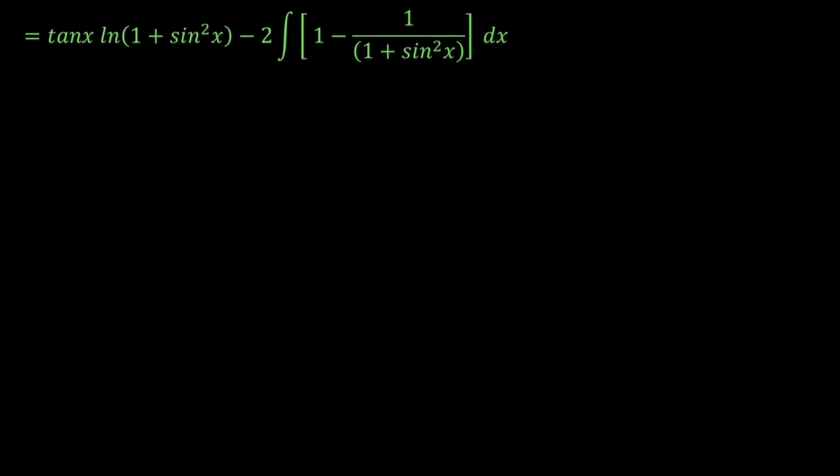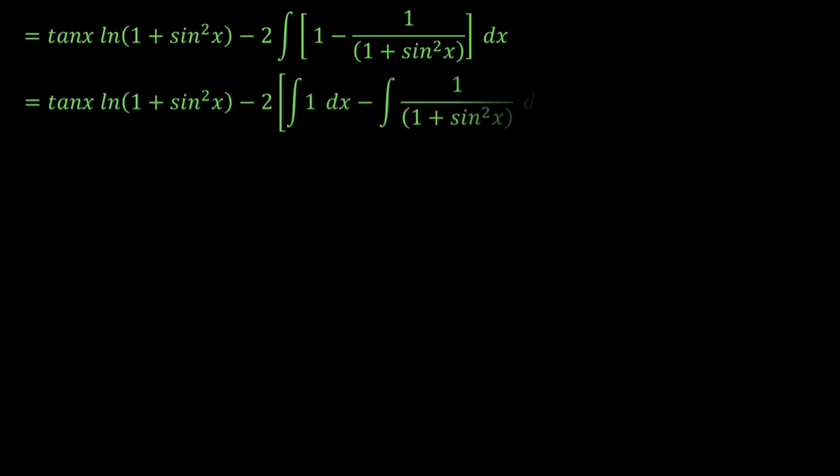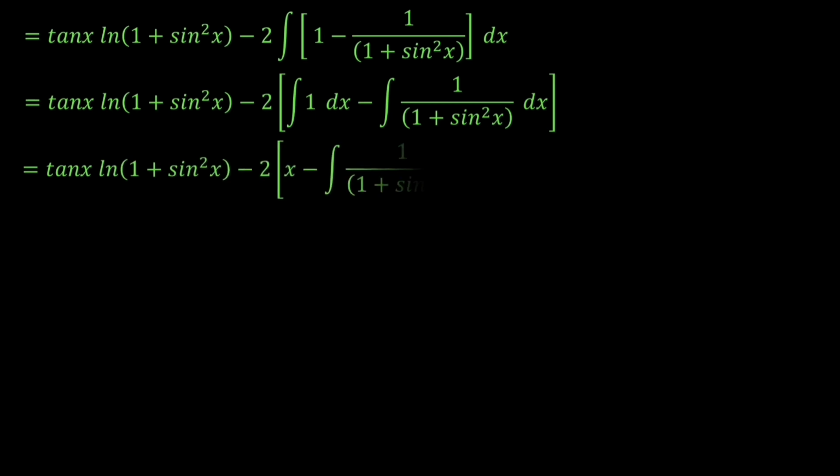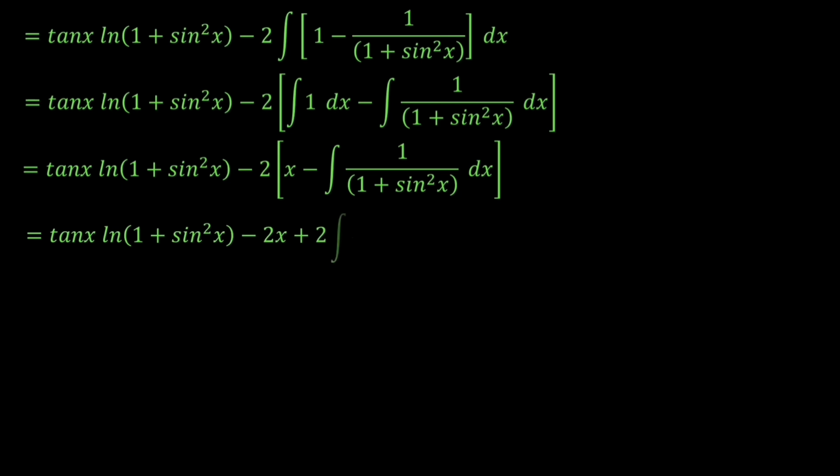After that, we can consider the integral signs separately. First one, integral 1. Second one, integral 1 over (1 + sin² x). Integral 1 equals x. Now, we can remove the brackets. We have tan x ln(1 + sin² x) minus 2x plus 2 integral 1 over (1 + sin² x).